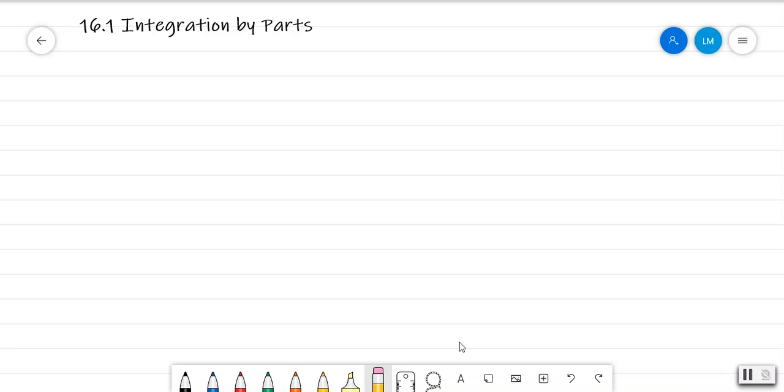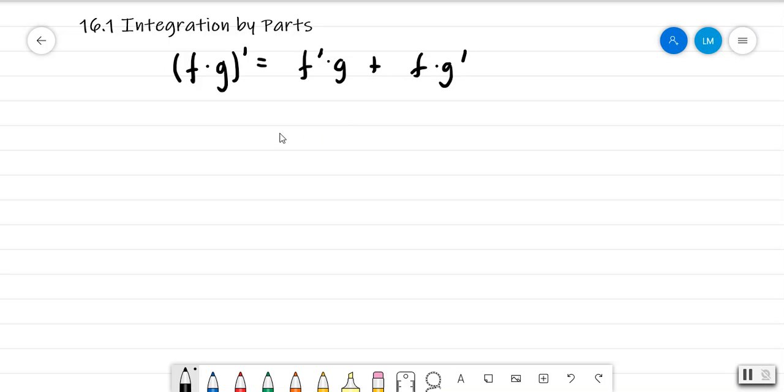Hello, so in this video I'm going to talk about integration by parts. Now, integration by parts starts by looking at the derivative of two functions, say f times g, and then we just say that we're going to take the derivative. So we know that the derivative of this equation would be f prime times g plus f times g prime.